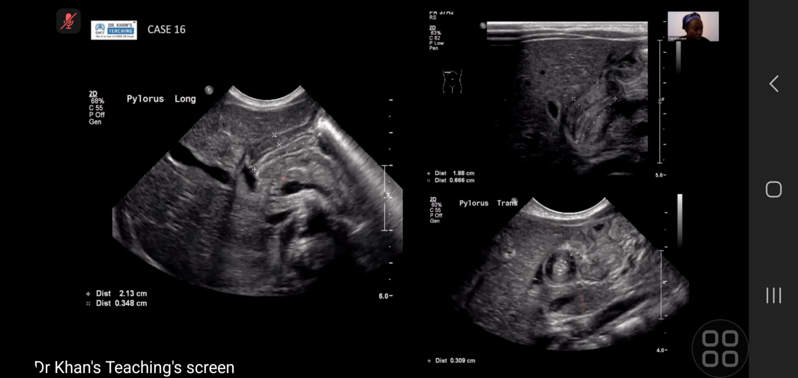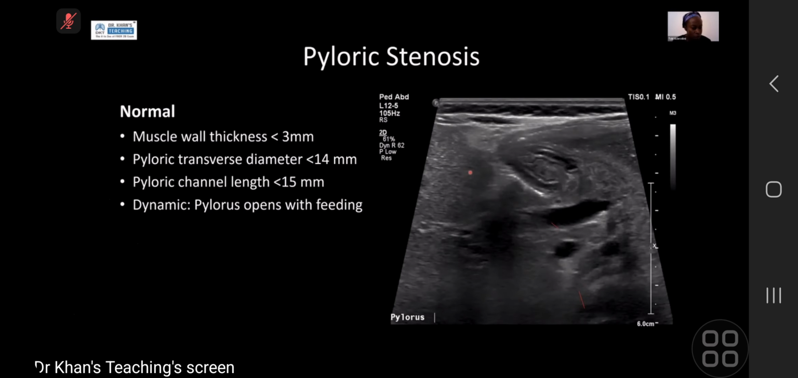I'll ask them to give the child the feed either via the NG or orally, and watch to see if the pylorus opens, because that dynamic assessment really tells you is there a true stenosis or is everything due to pylorospasm, which I'll come on to. So this is an example of a normal pylorus, just for you to contrast to the abnormal.